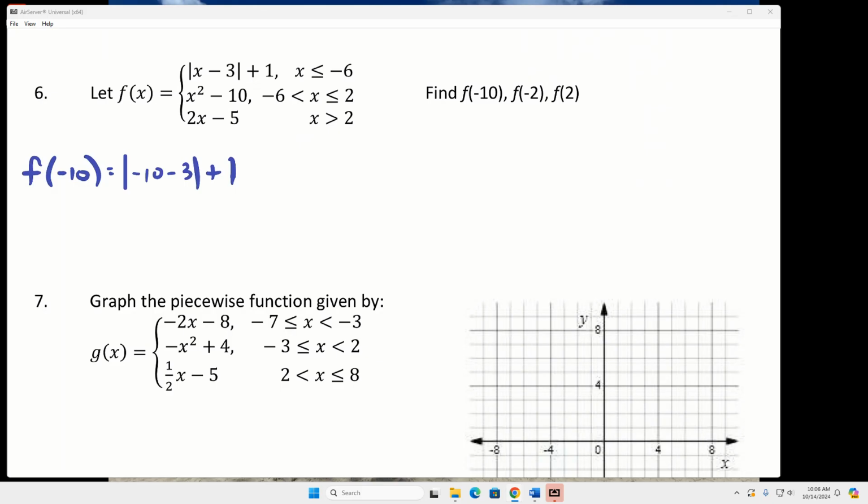I want you guys to try and do as much as possible without a calculator. I know there's one on your assignment that's got a bunch of decimals in it, and that's fine. I don't want you to waste your time multiplying decimals. That's annoying. But this, we can definitely do in our head. All right, so f of -10 is just 14.